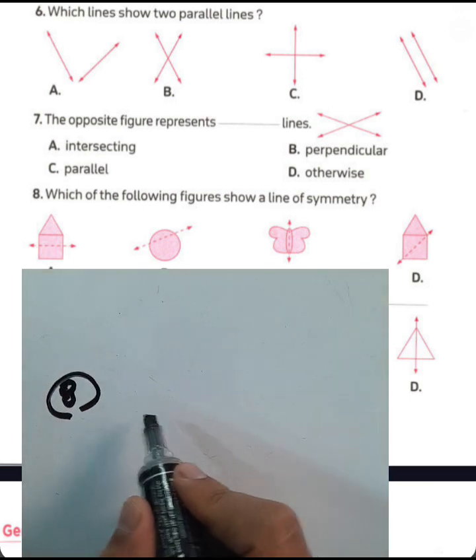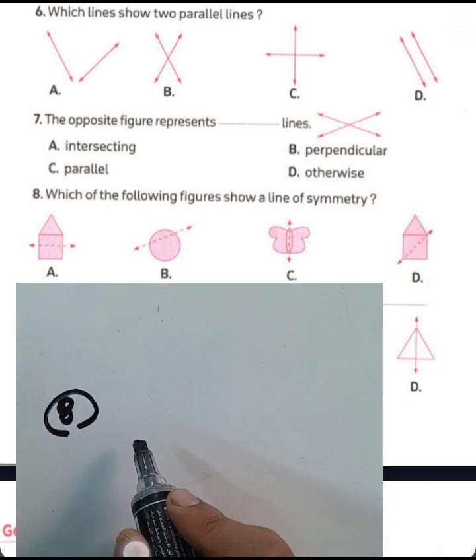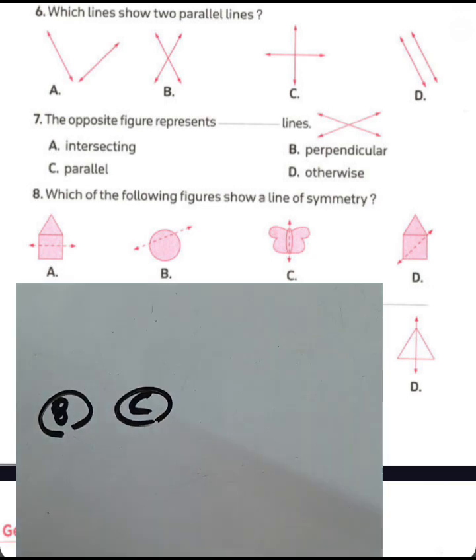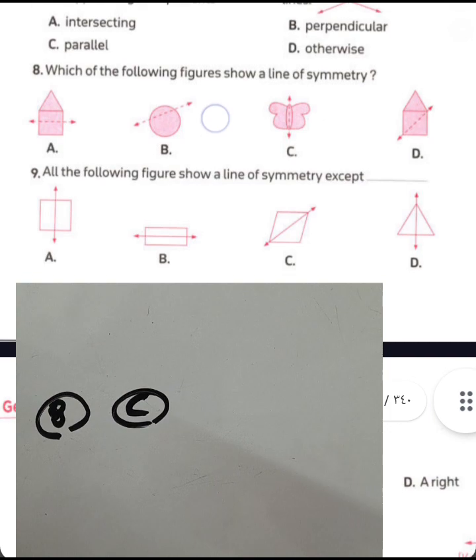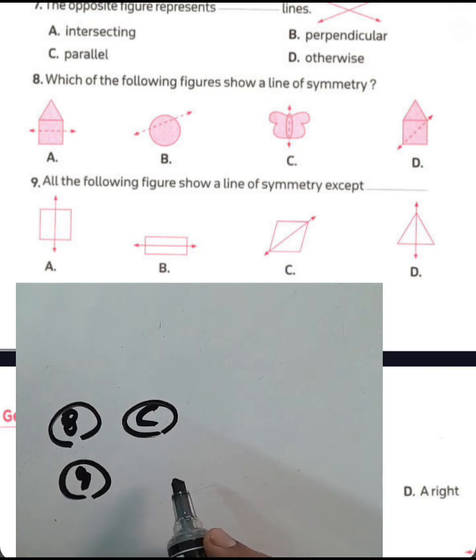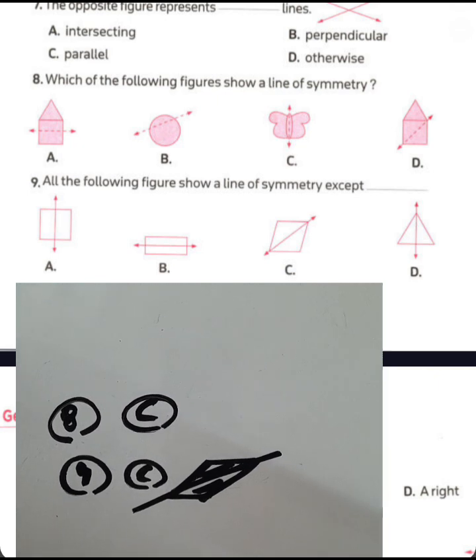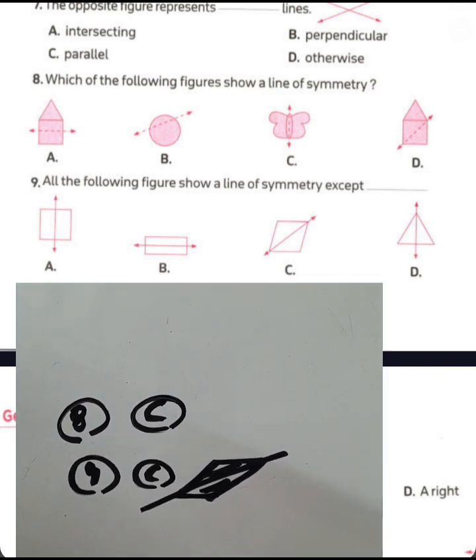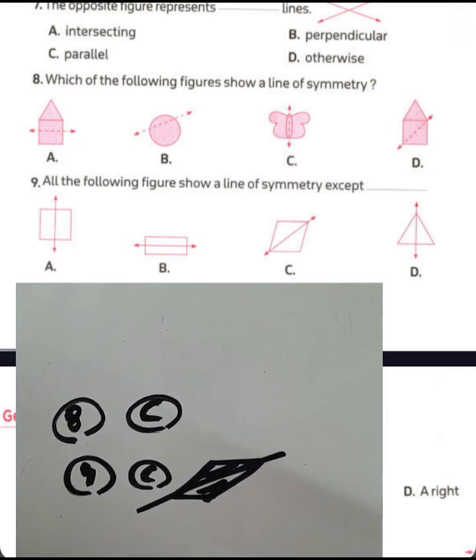Question 8. Which of the following figures shows a line of symmetry? Letter C. Line symmetry here, because this straight line cuts the figure into two equal and congruent parts. Question number 9. All the following figures show a line of symmetry except what? Except letter C, because we have a parallelogram here and the diagonal cuts it into two parts that are not congruent. Number 9, choose letter C.